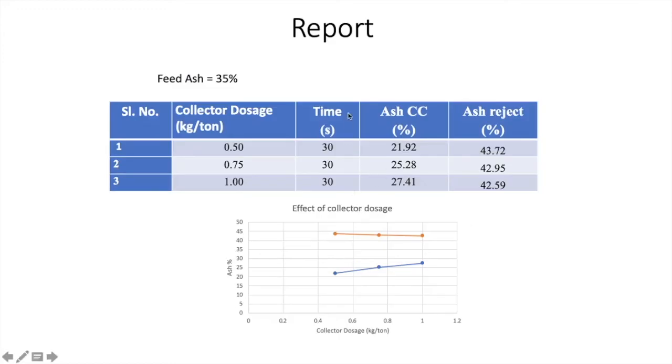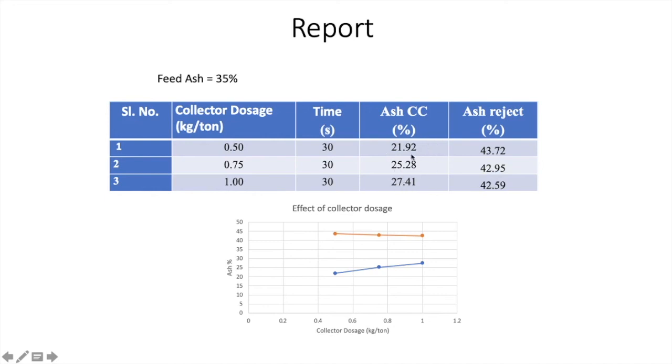Then this is how the report will look for the second aim. Here the collector dosage is changing. The time interval you can set to 30 seconds. The ash content for the first experiment is approximately 22% ash. The ash of the reject is this one. We have considered that the feed ash is 35%. For the second experiment, the collector dosage is increased to 7.75. The ash content of the clean coal increases to this, and the reject ash decreases to this. For the third experiment, similarly, the ash content increases further.